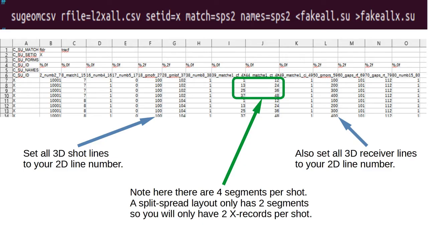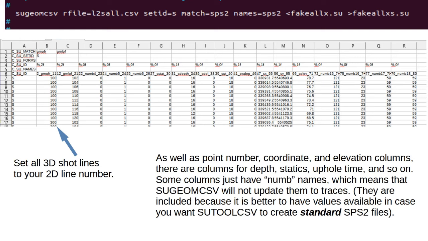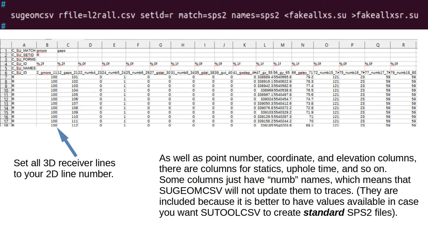To use an SPS2X file for 2D, just set all the shot line numbers and receiver line numbers to the same number. These line numbers exist in two places on the SPS2X records, so you will see them in two columns in a spreadsheet created for X records. Set the shot line numbers for the spreadsheet for the S records also. Note that there are columns here for more values than the simple 2D example which we created previously. Just set those values reasonably if you do not have explicit numbers for them. And set the receiver line numbers for the spreadsheet for the R records.